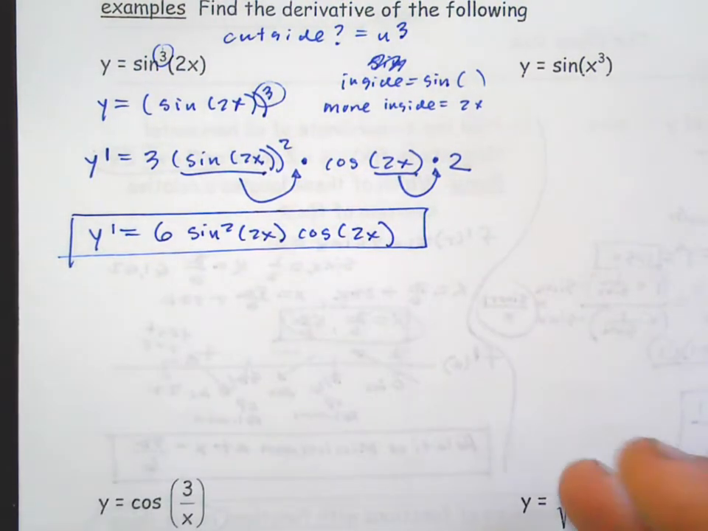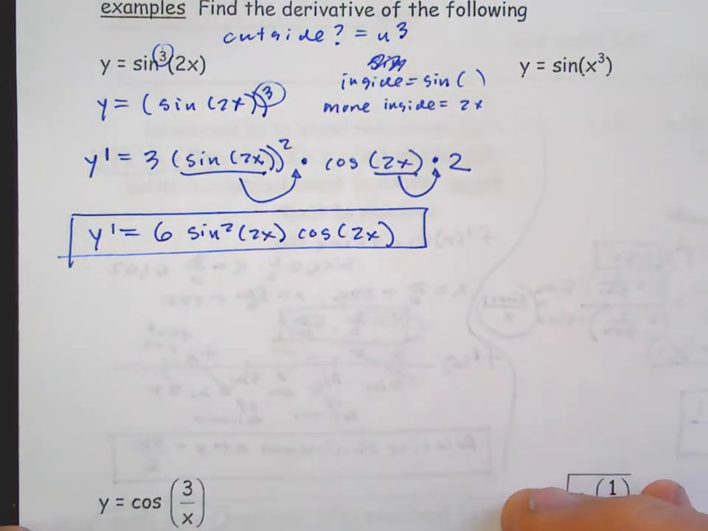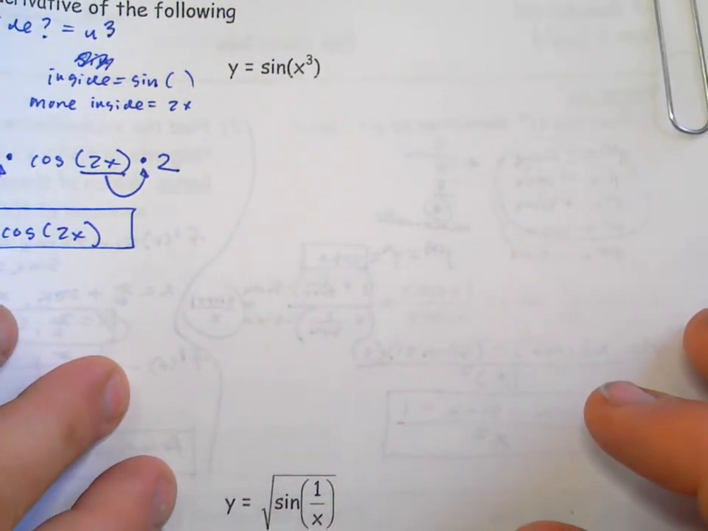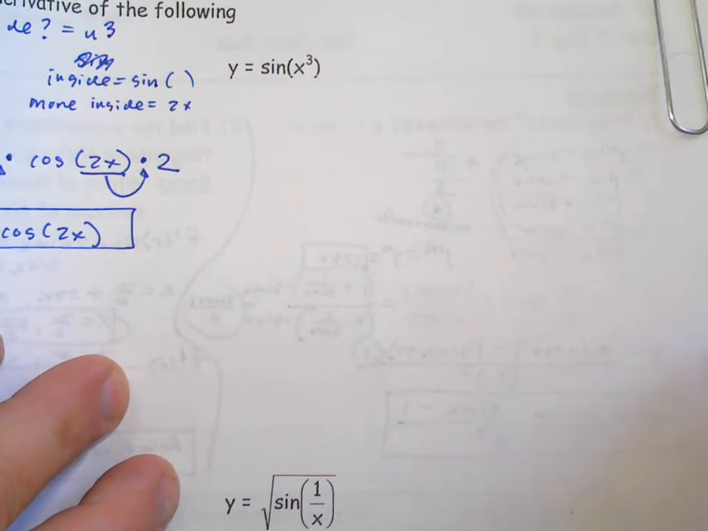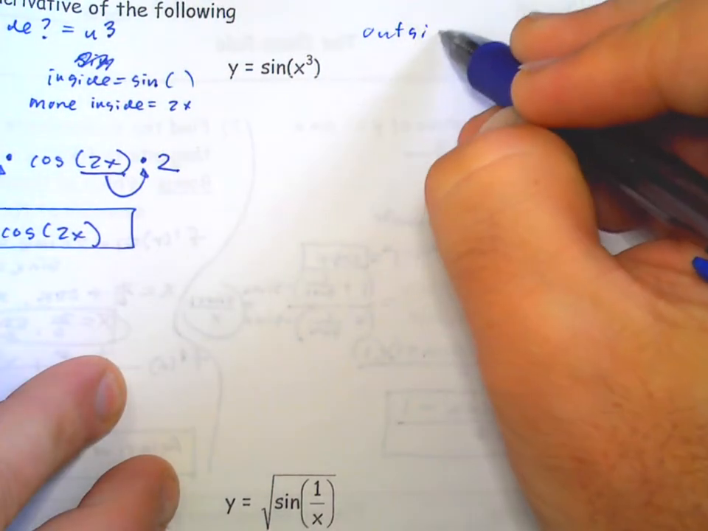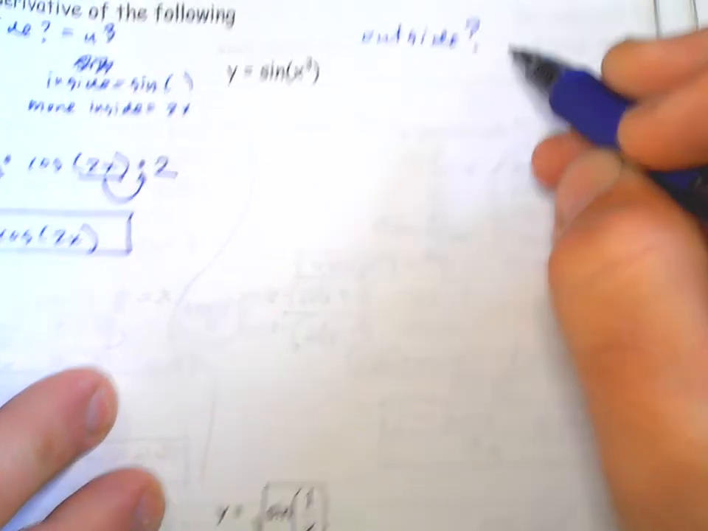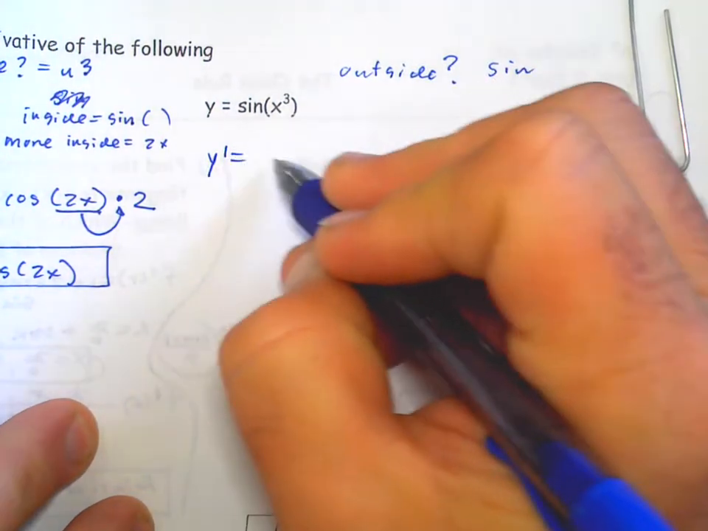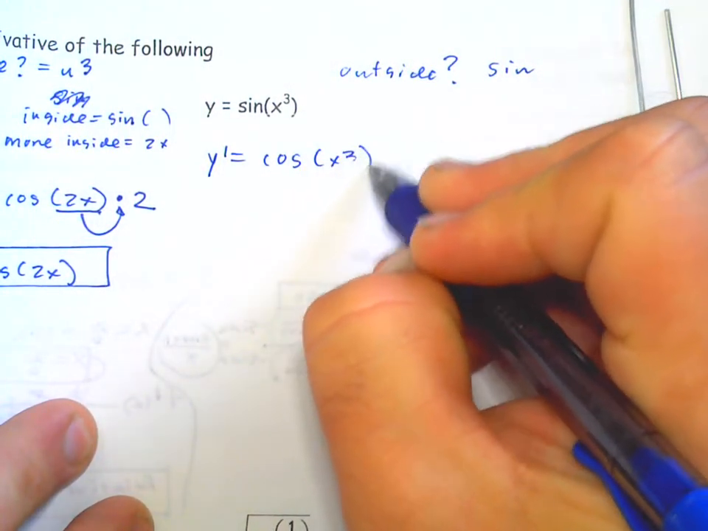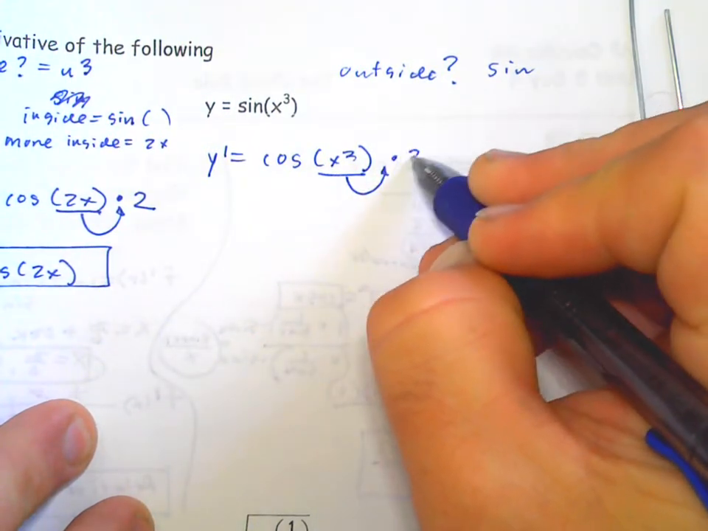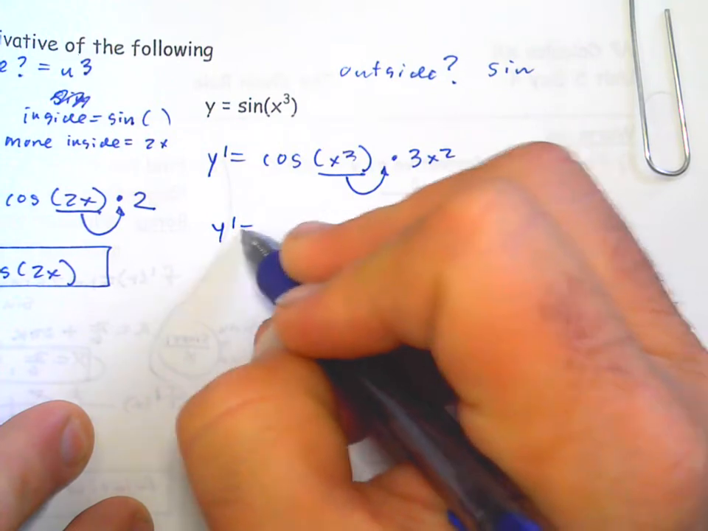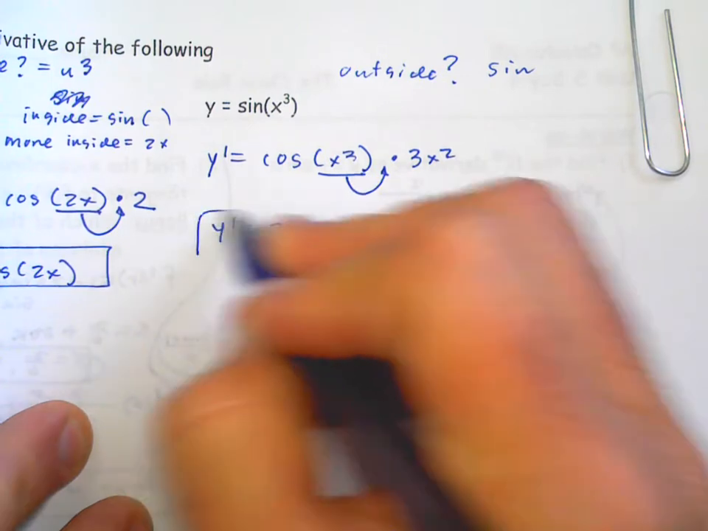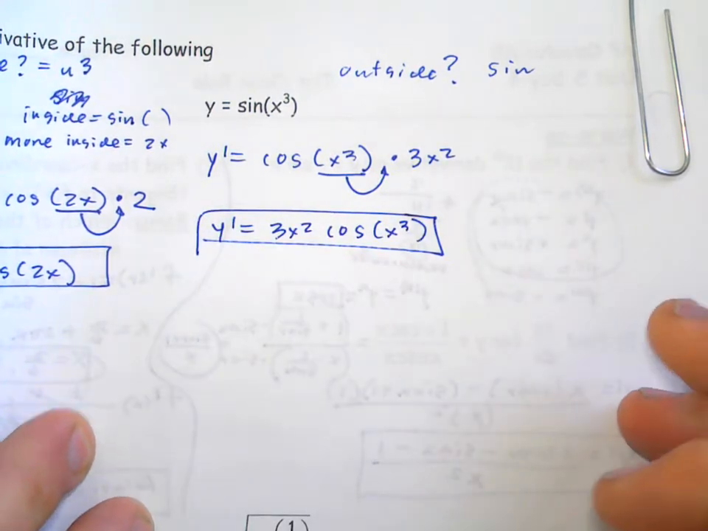Okay. All right. You guys try the next one. Pause the video, give it a try. So what's the outside function this time? We're not usually going to bother writing this down, but I'm doing it right now. It's the sine function. So y prime is cosine, leave the inside the same, and then times the derivative of what's inside, 3x squared. Final answer, we like to write 3x squared in front of trig. That's it. Once you get the hang of it, these are kind of fast.